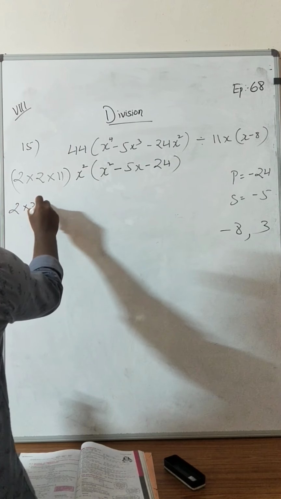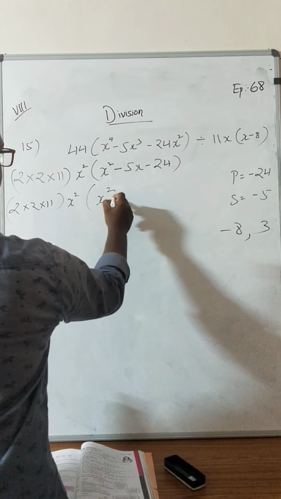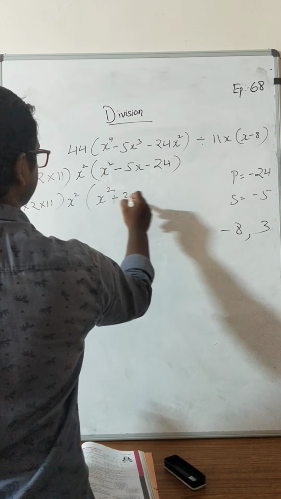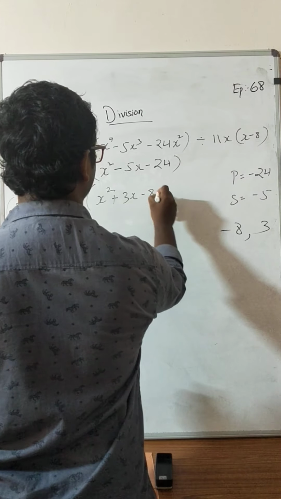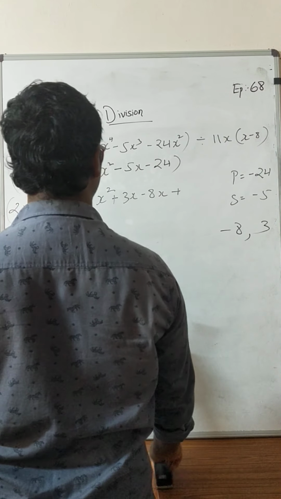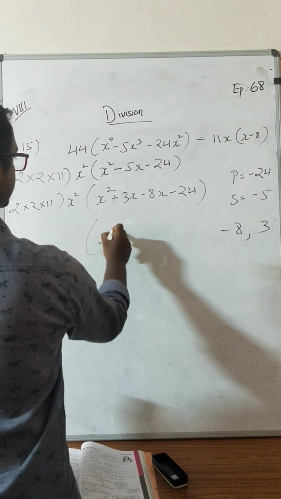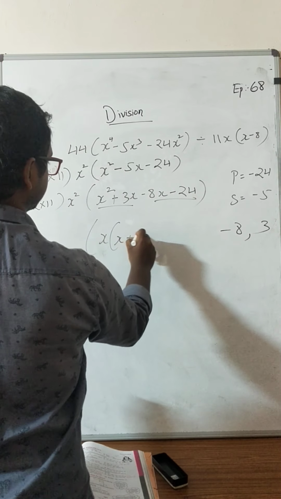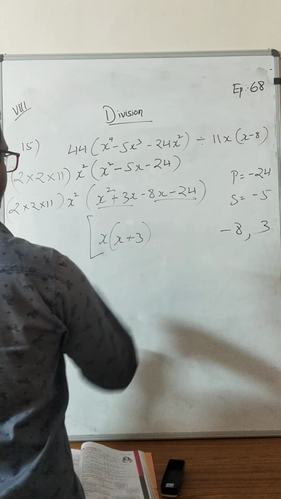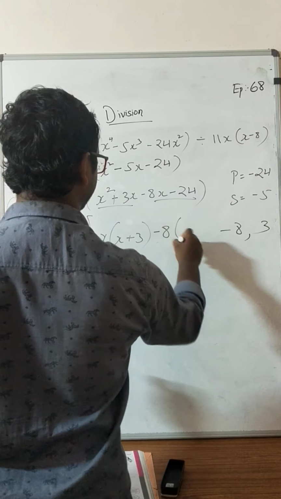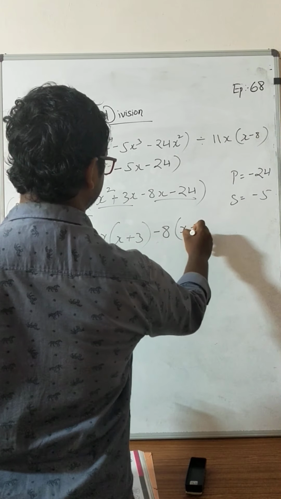Okay, now split this term. 2 into 11, keep it as it is. X square, you keep that as it is, and here we will split: x square plus 3x plus minus 8x minus 24. Here we will take x as common and we will be left with x plus 3. Here we will take minus 8 as common. When we take minus 8 as common, we will have x plus 3.